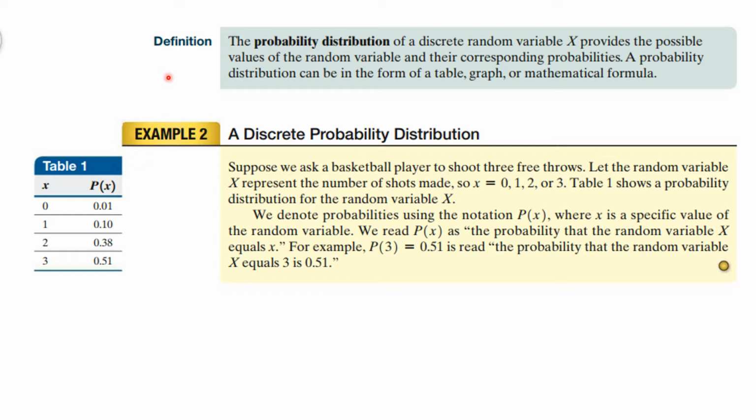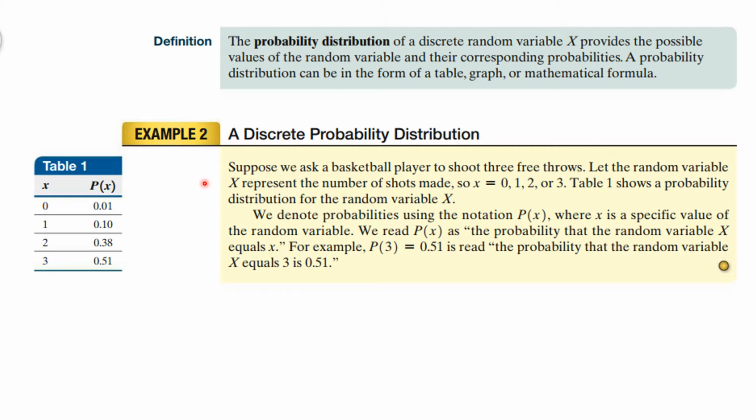So the probability distribution of a discrete random variable provides the possible values of the random variable and their corresponding probabilities or likelihoods. A probability distribution can be given in the form of a table, a graph, or even a mathematical formula. Here is an example of a probability distribution. So it's a table. Here are the outcomes, x, and here are the probabilities, p of x.